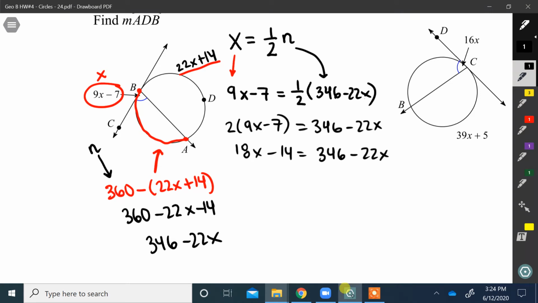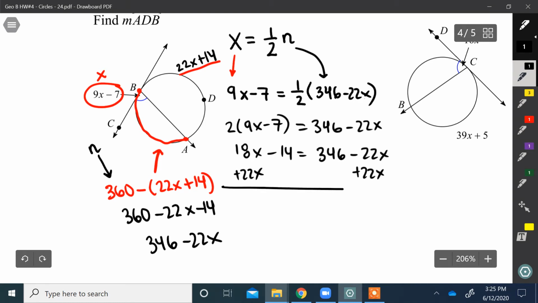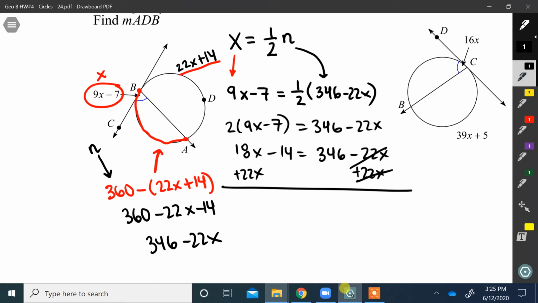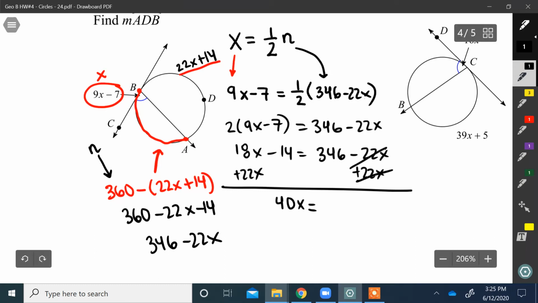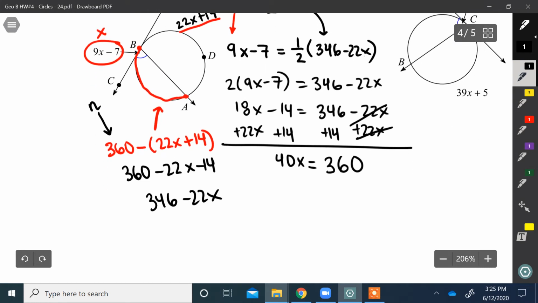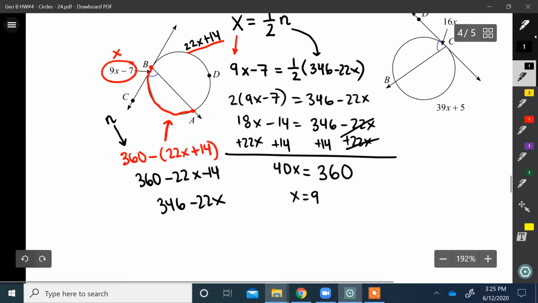So we can add 22x on both sides. But this and this cancels. We get 40x is equal to, add 14 there. I do believe you get 360 there. And then 360 divided by 40 should be x is equal to 9.